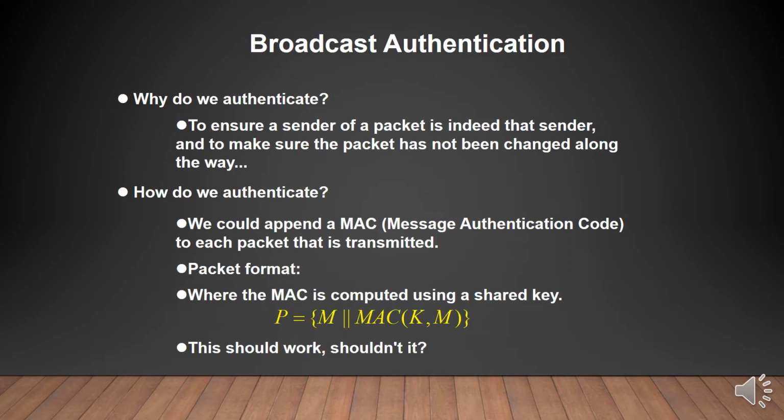Broadcast authentication. Why do we authenticate? To ensure the sender of the packet is indeed the sender and to make sure that the packet has not been tampered with or changed along the way. How do we authenticate? We can append a message authentication code to each packet that is transmitted. In the packet format, the MAC is computed using the shared key. So P is equal to the message concatenated with the message authentication code, that is, the key along with the message. How does it work?